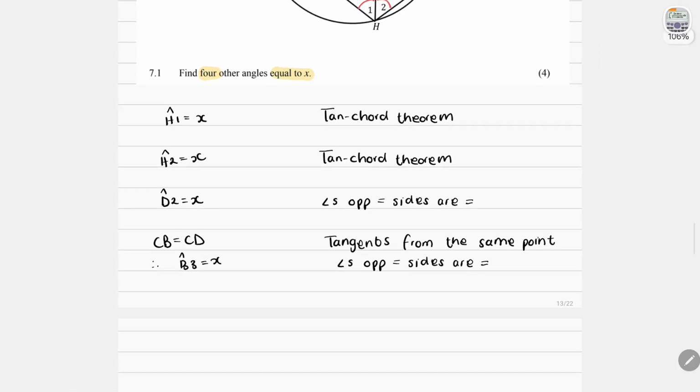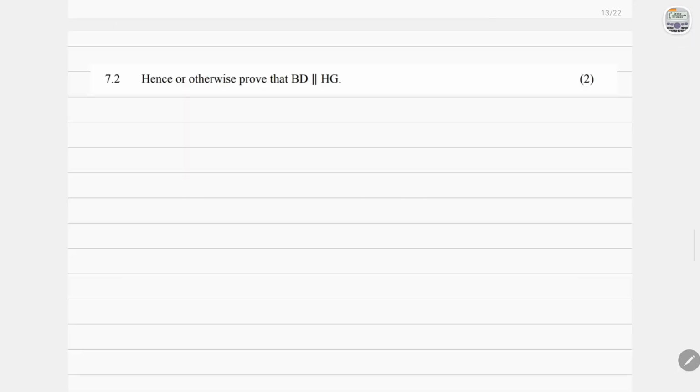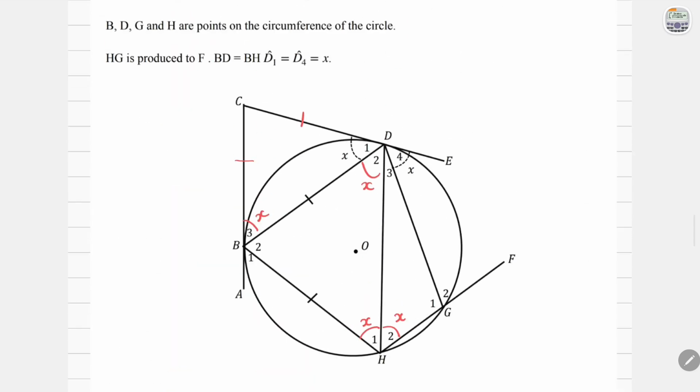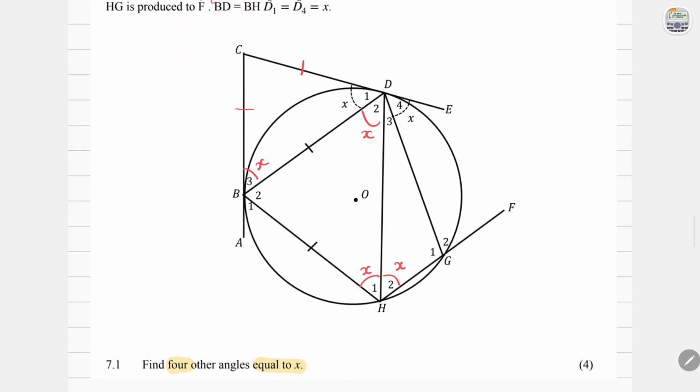Moving on to the next question. Question 7.2 says, hence or otherwise, prove that BD is parallel to HG. So HG and BD, let's see those. This is BD, this is HG.